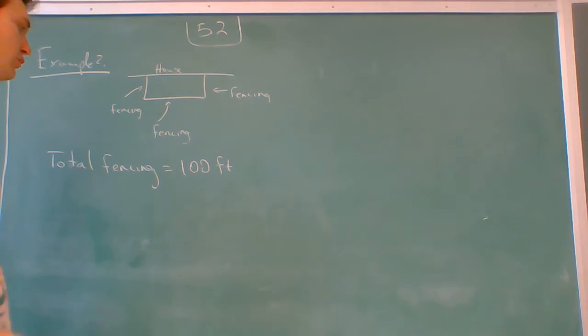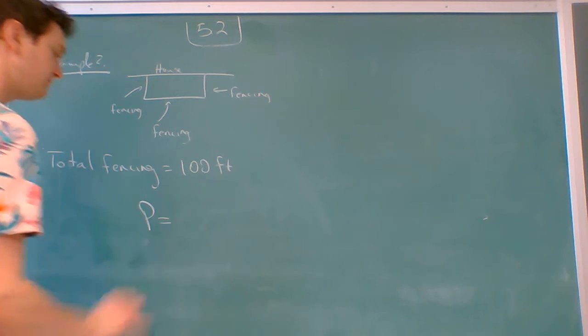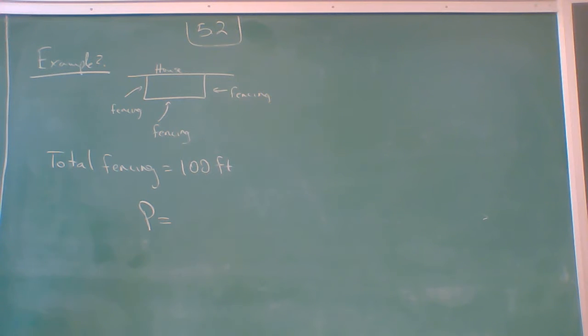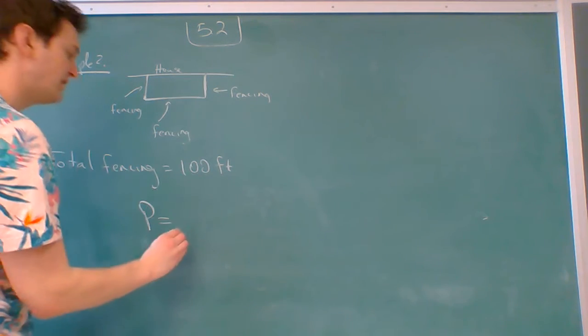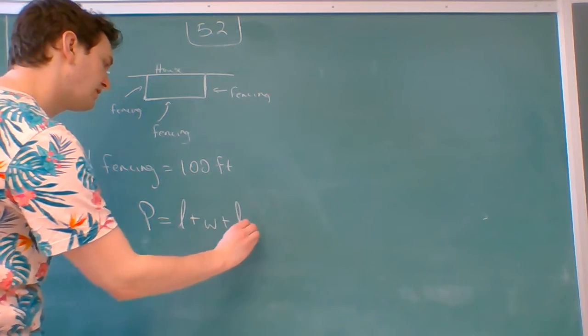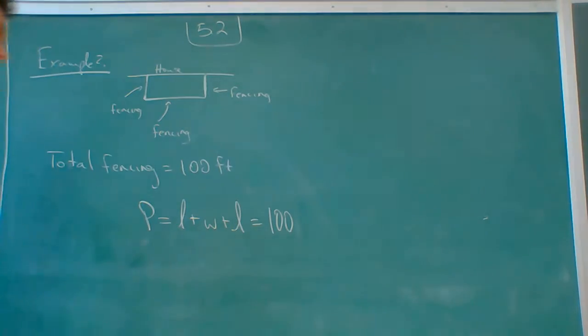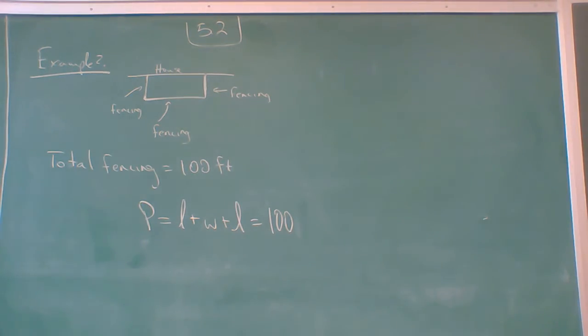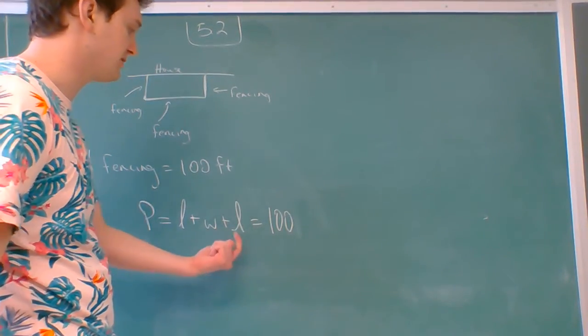Yes. We're building a rectangle, so that means the perimeter of this shape, let's say that this is the length, this is the width, and then another length. We're going to have length plus width plus length equal to 100 feet. So we've got our perimeter as length plus width plus length is equal to 100.